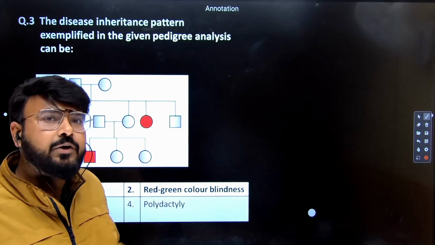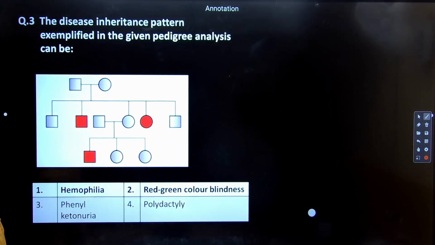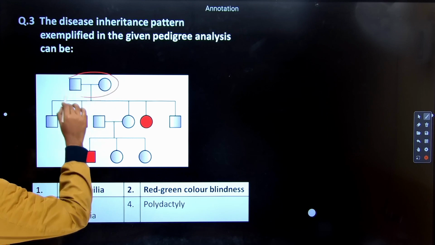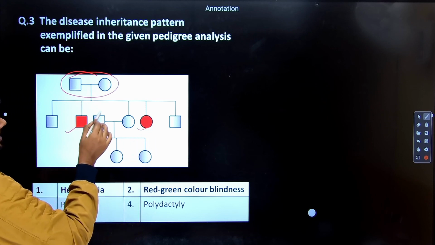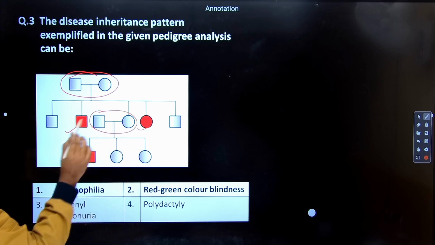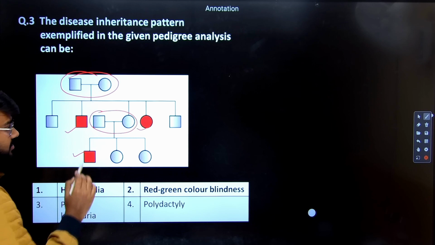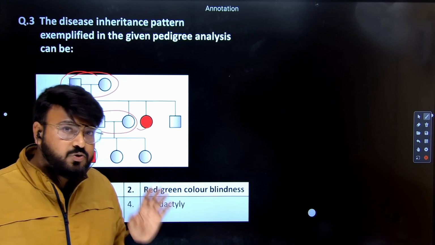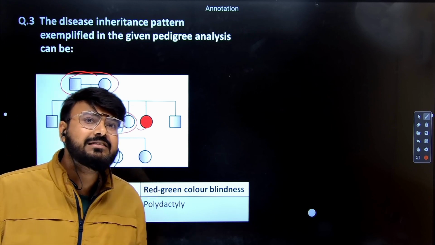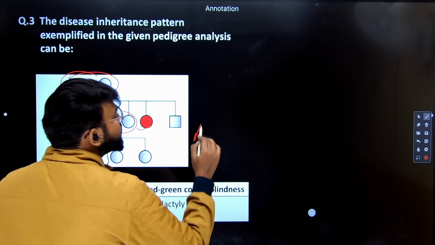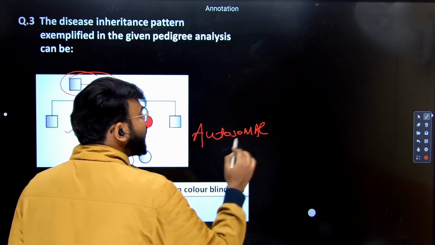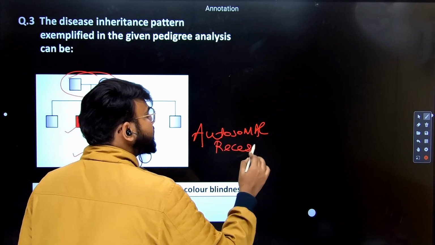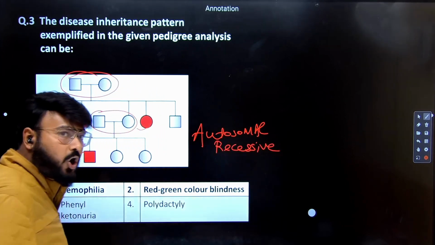In the third question, we will see this pedigree analysis. Now you can see here the parents are not affected, but the children are affected. In the second generation also, the parents are not affected, but the children are affected. So what does it indicate? This indicates autosomal recessive. Now, let's look at the options.